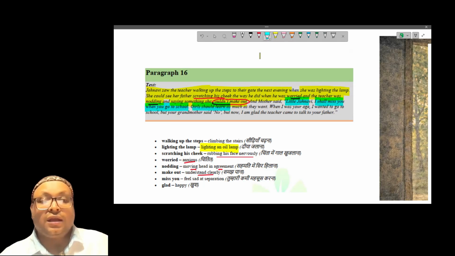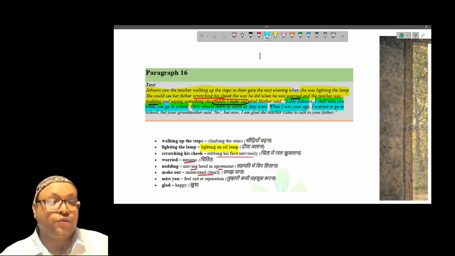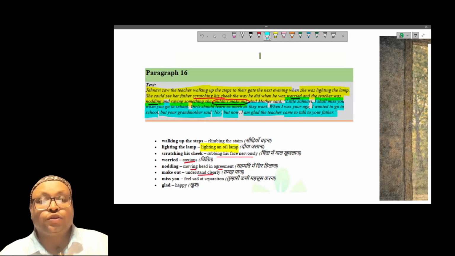And little Jahnavi's mother said, "Little Jahnavi, I miss you when you go to school. Girls should learn as much as they want. When I was your age, I wanted to go to school. But your grandmother said no. But now I'm glad the teacher came back to talk with your father."